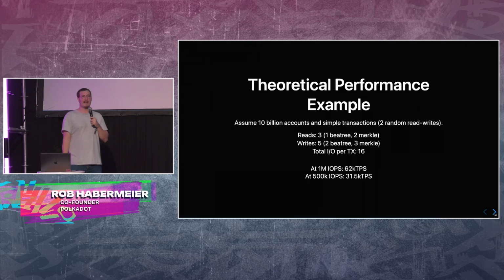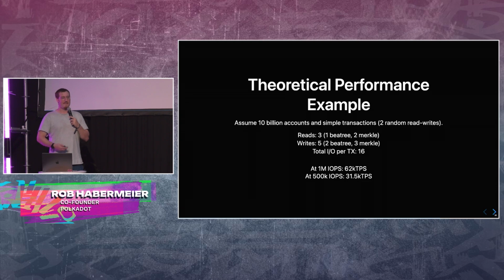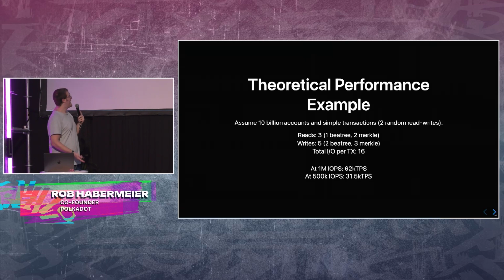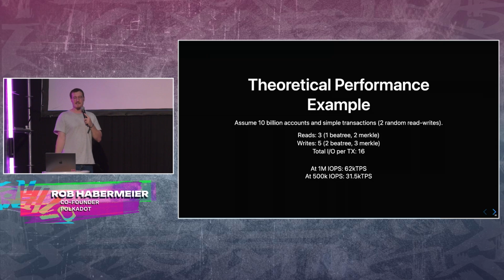Here's an example of how we can analyze the theoretical performance. If you assume there are 10 billion accounts, and you're doing just simple transfer transactions with 2 random read-writes, you have to do 3 reads and 5 writes for each account in that transaction, so the sender and the receiver. So you get 8 multiplied by 2, 16 I/Os per transaction. If you take 1 million IOPS, assuming our engineering is perfect and we can actually max out the drive at all times, and no, we can't. There are some overheads.